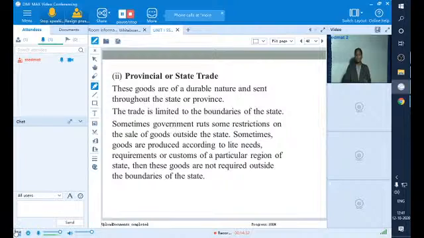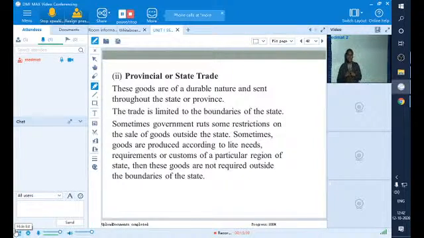Sometimes the government puts some restrictions on the sales of goods outside the state. Sometimes goods are produced according to the needs, requirements or customs of a particular region of a state, so these goods are not required outside the boundaries of the state. We are producing goods for a particular state, not for the people of other states. These goods are not adaptable for other customers. So this is called provincial trade.